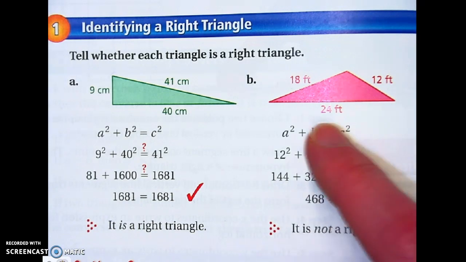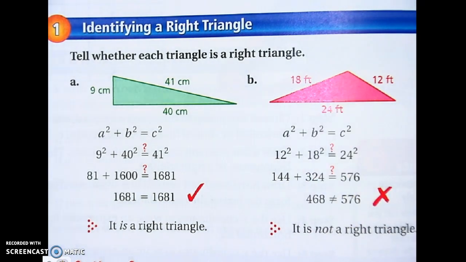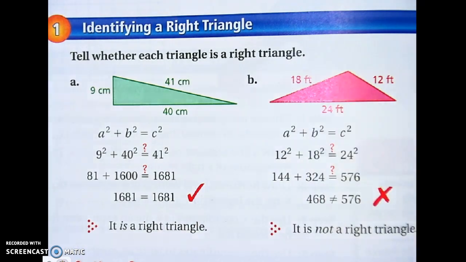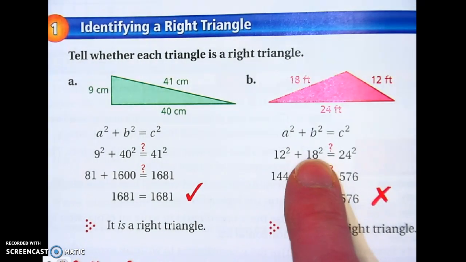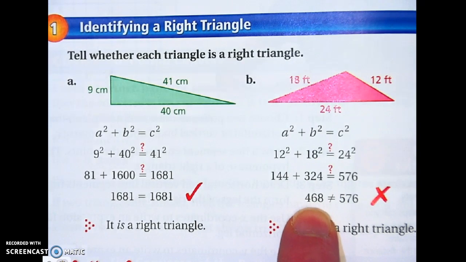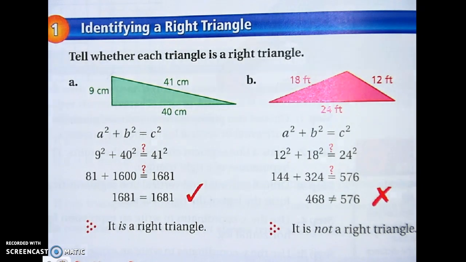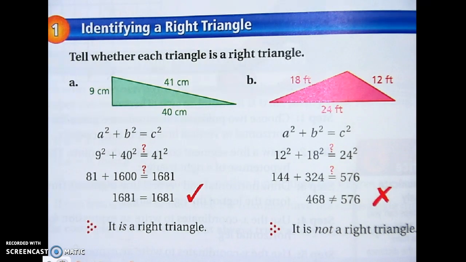This one here, you can tell it's not a right triangle by what it looks like, but you never know. The side lengths or the picture might not be drawn to scale. So if you check the two short sides squared and added together, 12 and 18 squared, you get 468. But when you do 24 squared, you get 576. Those are not the same. They need to be equal in order for it to be a right triangle. So that would be no.